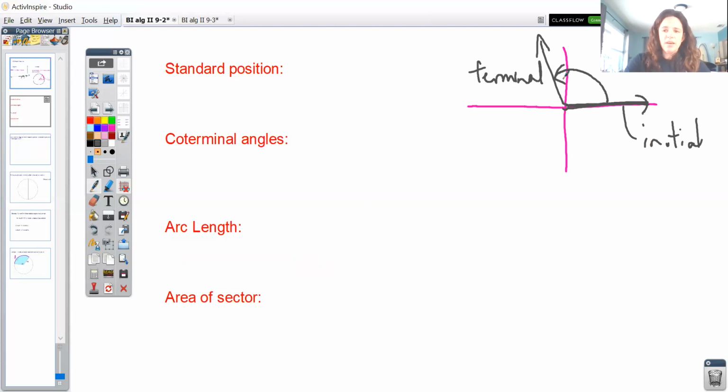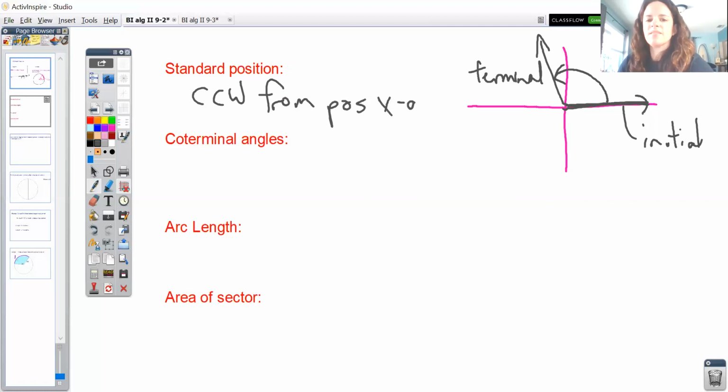In geometry, you may have talked about the size of the angle, but never actually given it the direction of counterclockwise or clockwise. So standard position is counterclockwise from the positive x-axis. And we'll be working with angles in standard position only this section.